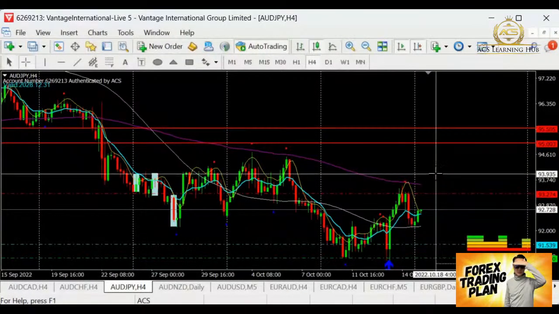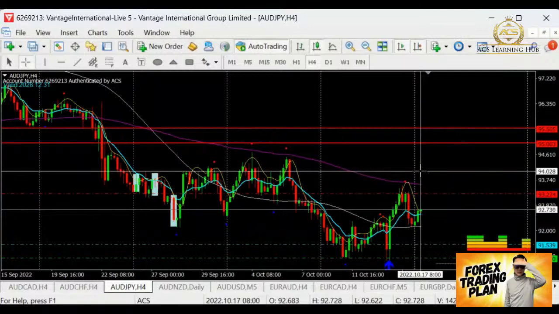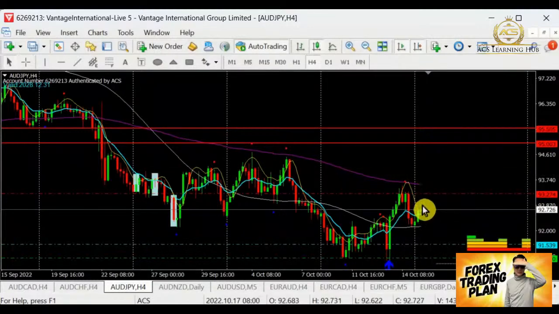As of now, we are looking out for the resistance before it starts selling. So for Aussie yen, it's a similar situation whereby I'm going to look out for this resistance to be tested. If this resistance is tested and it's not breaking, then I may have a good chance for selling.